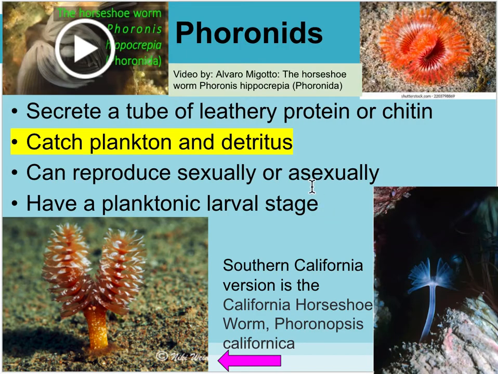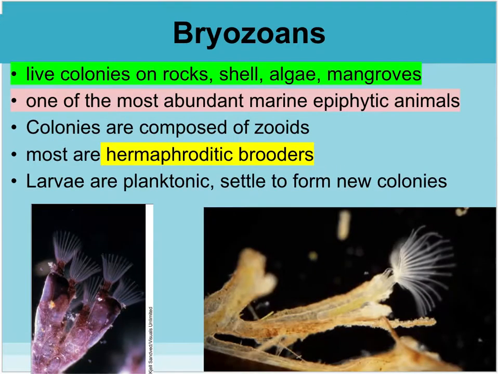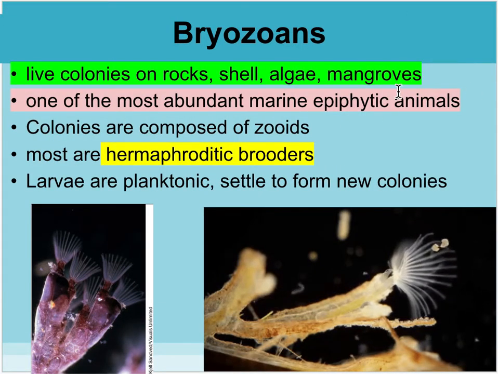They can reproduce sexually or asexually, and they have a planktonic stage. This is kind of what it can look like. This is a video by Alvaro Migotto, the horseshoe worm Phoronida, that you can check out. And then we're going to talk about bryozoans.